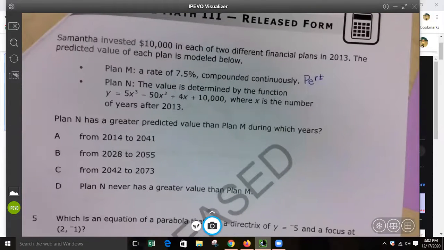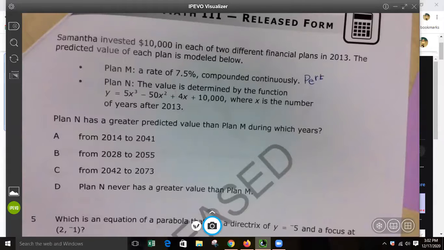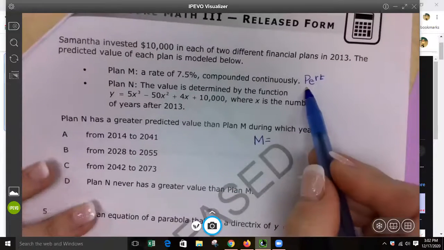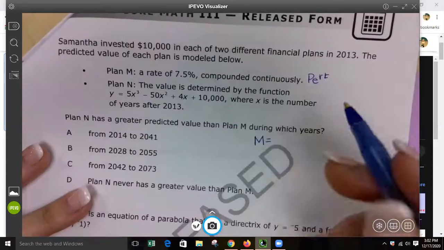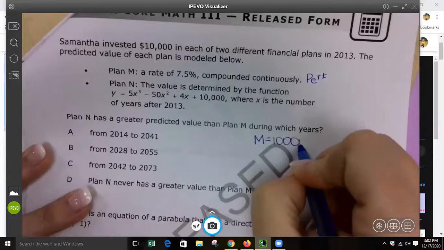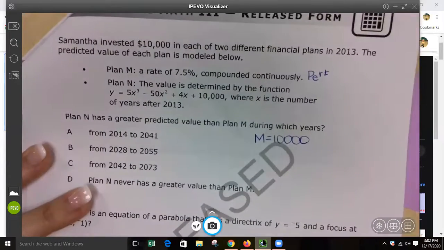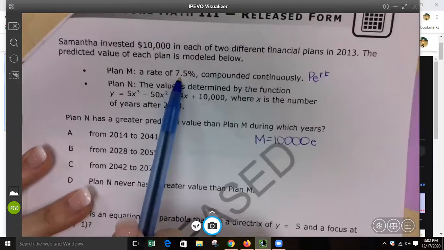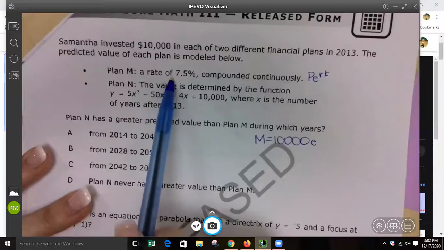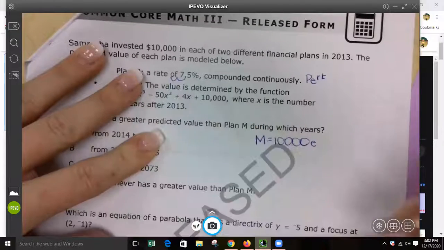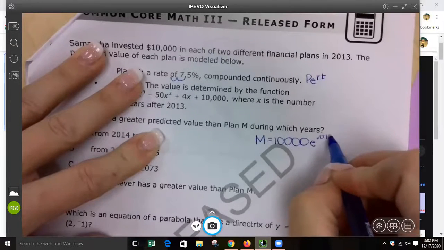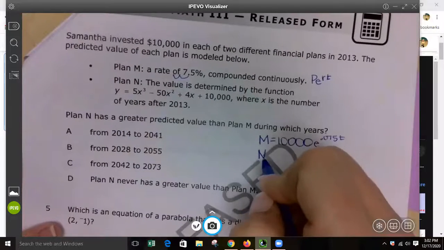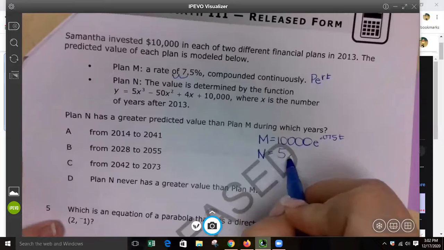And then plan N gave you the formula. So let's look at plan M for a minute. P is your initial value. She invested 10,000 in both of them, so your initial value is 10,000. This would be the hard part about this one. We had E. Our rate was, make it a decimal, so move 2 decimal places, 0.075, and we don't know the T. And then we have plan N, that 5x cubed.